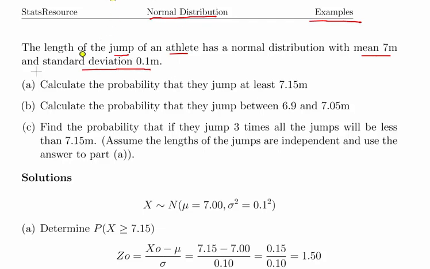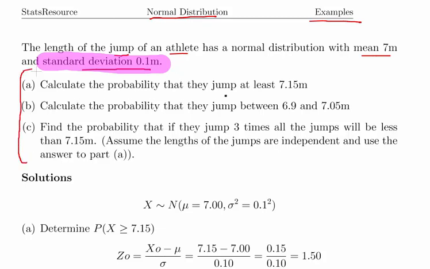Now just pay attention, sometimes you might be given the variance of 0.01 meters squared or something like that. In this case, it's very straightforward in the specification of the question. So what we have here is 3 questions.